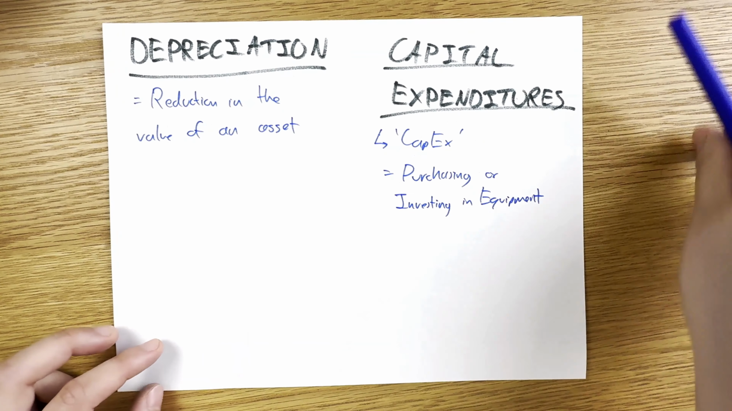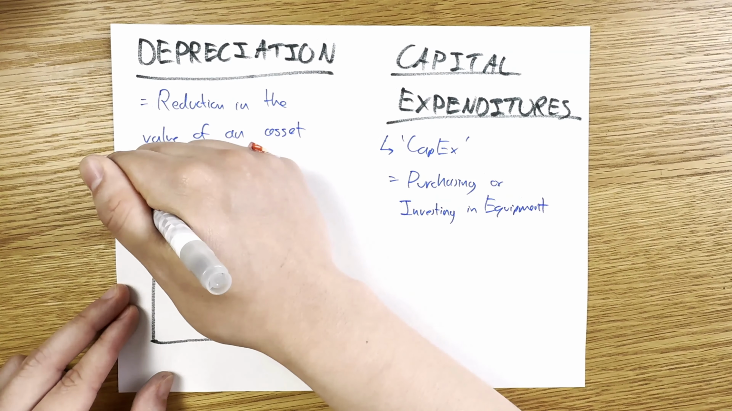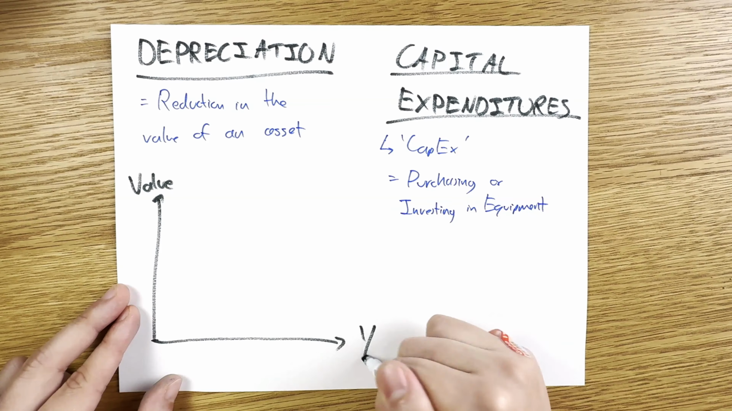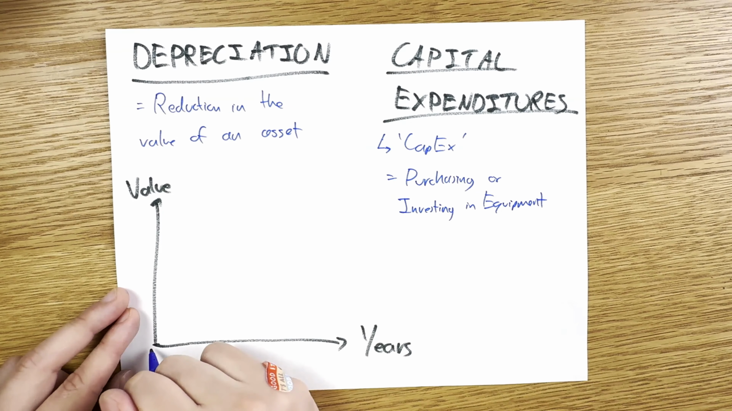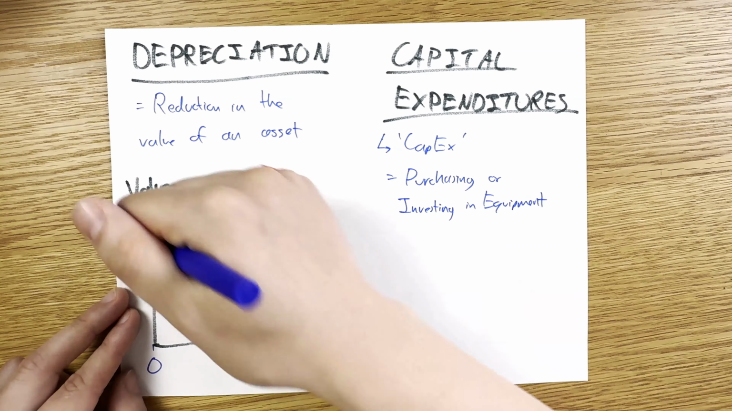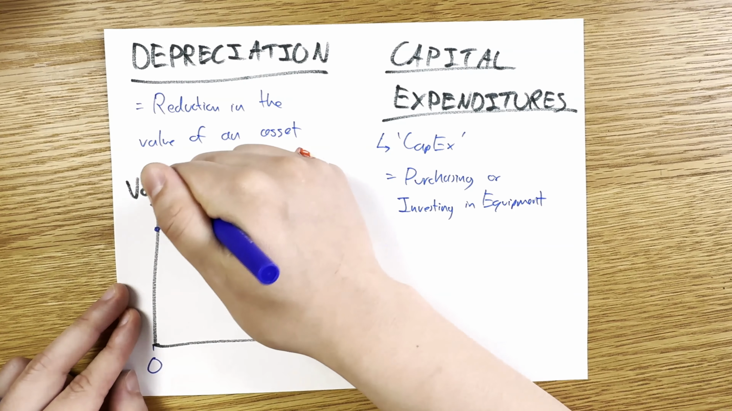Now, taking the example of that potato chip manufacturer, I'm going to need equipment, right? I'm going to need fryers to be able to fry my potato chips in to be able to make my product. In fact, I'm probably going to need multiple fryers. So let's do this. Let's chart on the y-axis value and on the x-axis years. Now at year 0, let's say I'm going to buy one fryer and that fryer is worth $100.